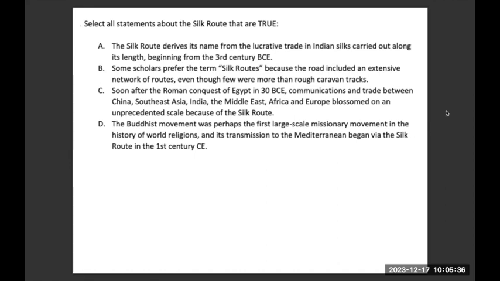All right. In this case, the correct answer is B and C. Some scholars prefer the term Silk Routes because the road included an extensive network of routes. Soon after the Roman conquest of Egypt in 30 BCE, communication and trade began in these networks on an unprecedented scale. Most of you have given the answer B. Many of you missed the C answer.